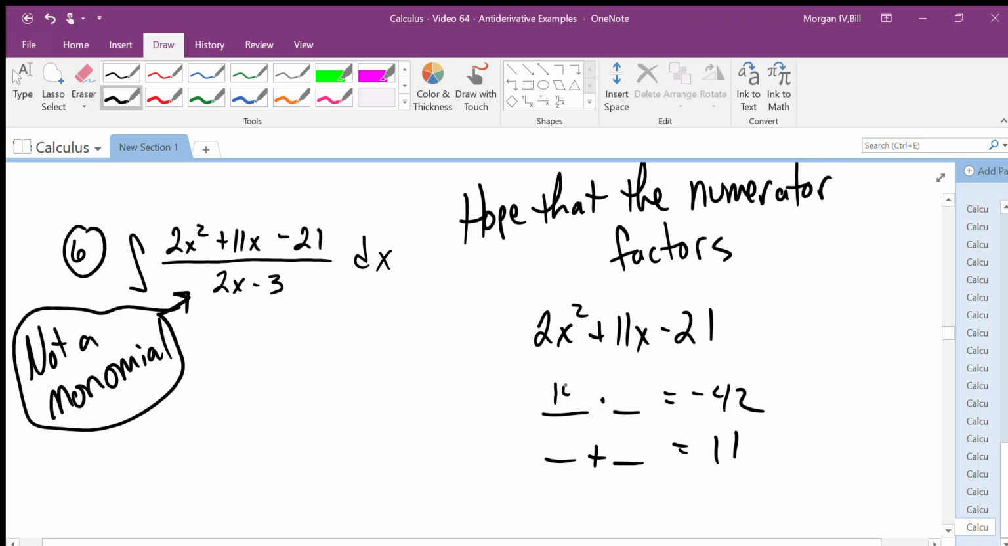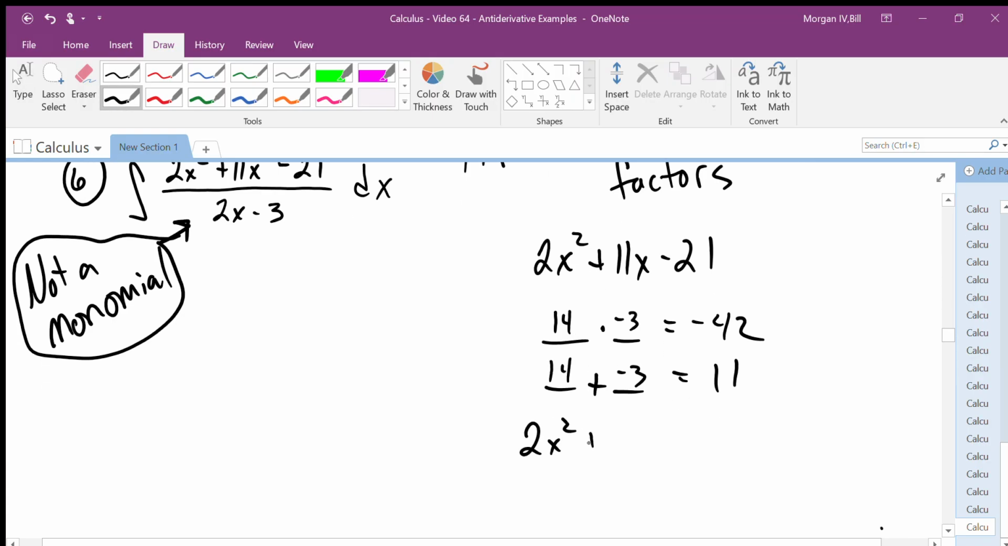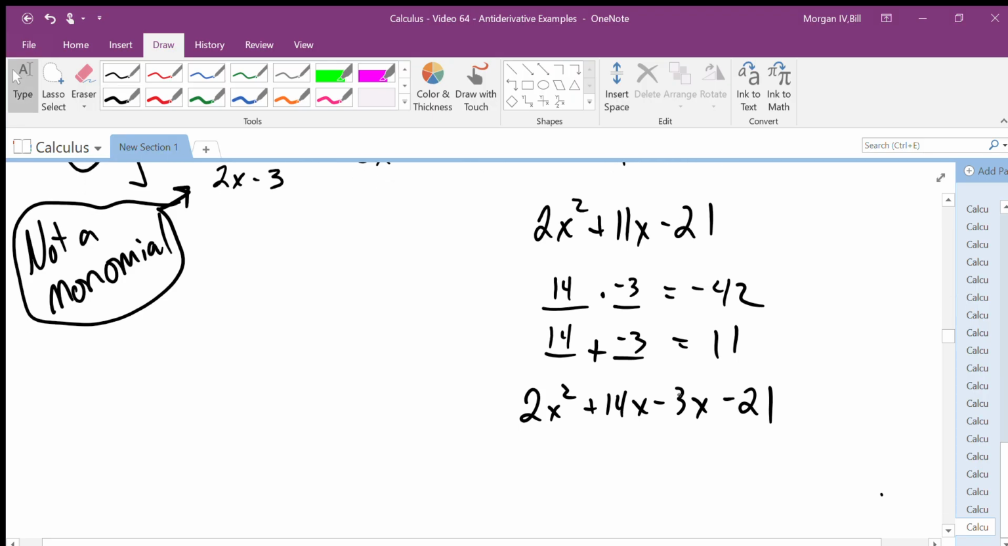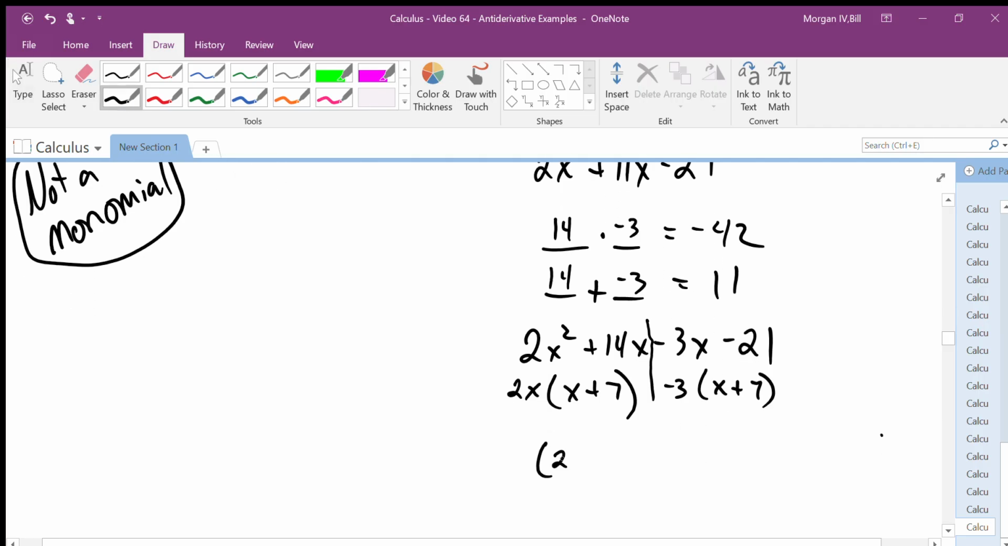If I have a positive 14 and a negative 3, that multiplies to negative 42. A positive 14 and a negative 3 adds to 11. And so I get 2x squared plus 14x minus 3x minus 21. Basically the 11x here is splitting up into 14x and negative 3x. Right? A little line here. So what do the first two terms have in common? They have a 2x, leaving me with x plus 7. The next two terms have a negative 3 in common, leaving me with x plus 7. We want those parentheses to be the same. And we get 2x minus 3 times x plus 7. So it does factor.